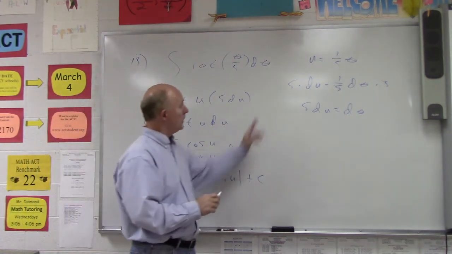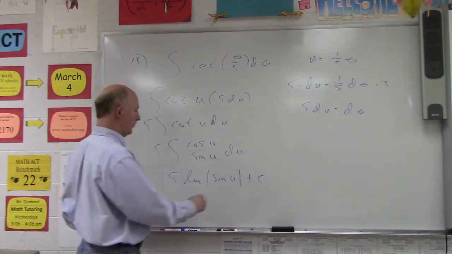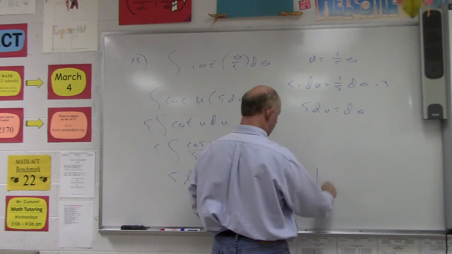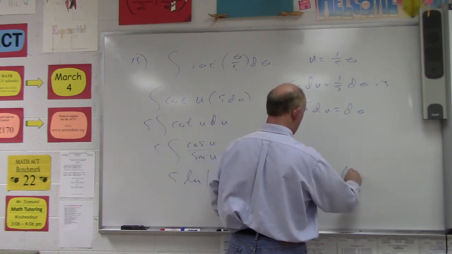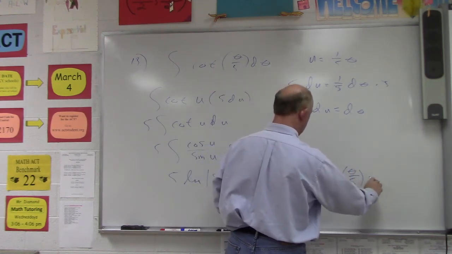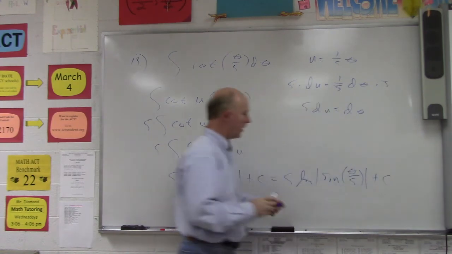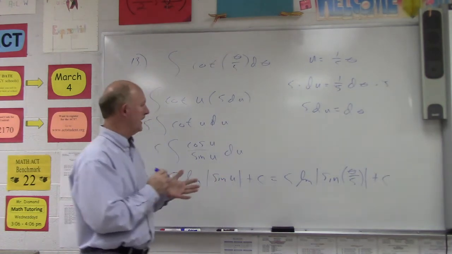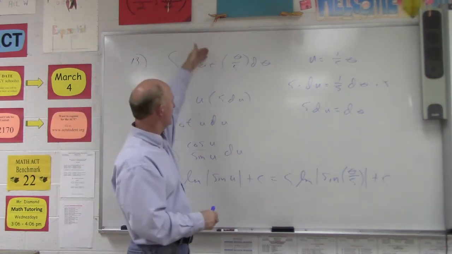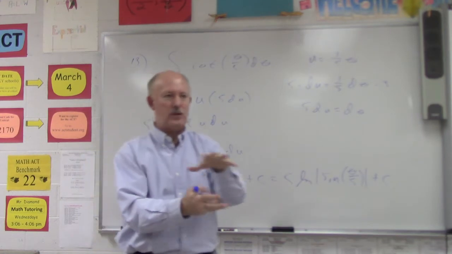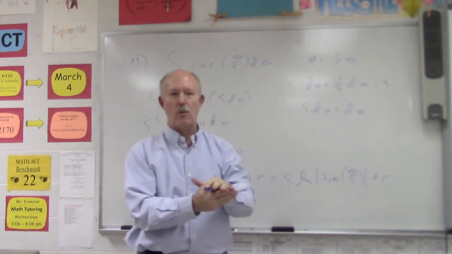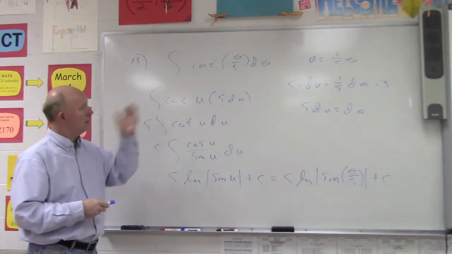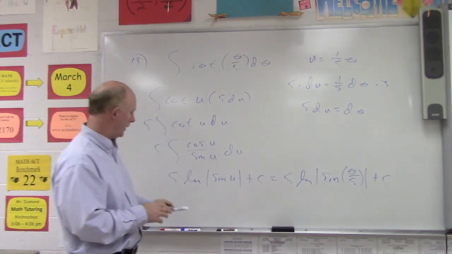And remember, let's convert back in terms of theta. This will be equal to 5 natural log, absolute value of sine of theta over 5, plus our constant of integration. So that wasn't too bad. With cotangent, we want to get it in fraction form as quickly as we can. So we start off with u substitution, letting u equal the quantity inside our parentheses here.